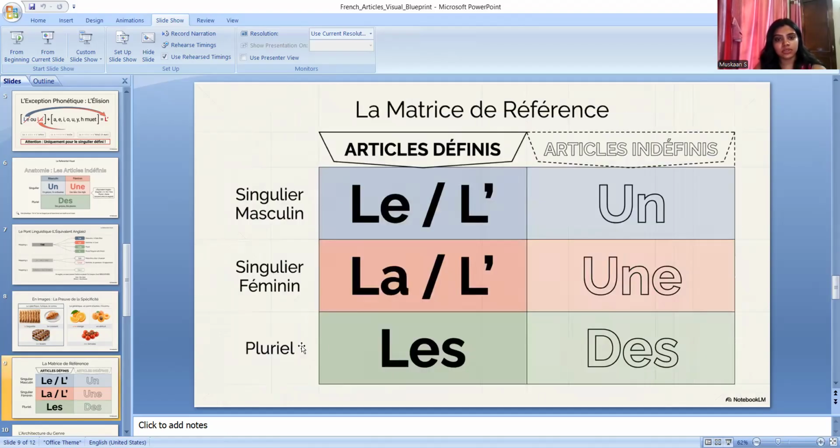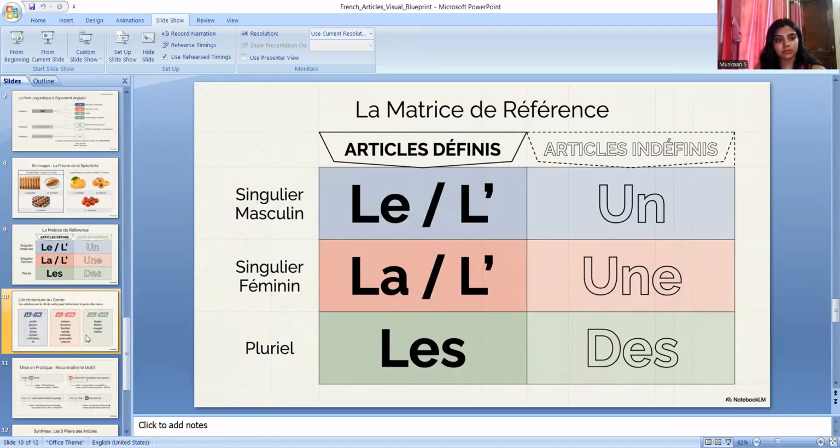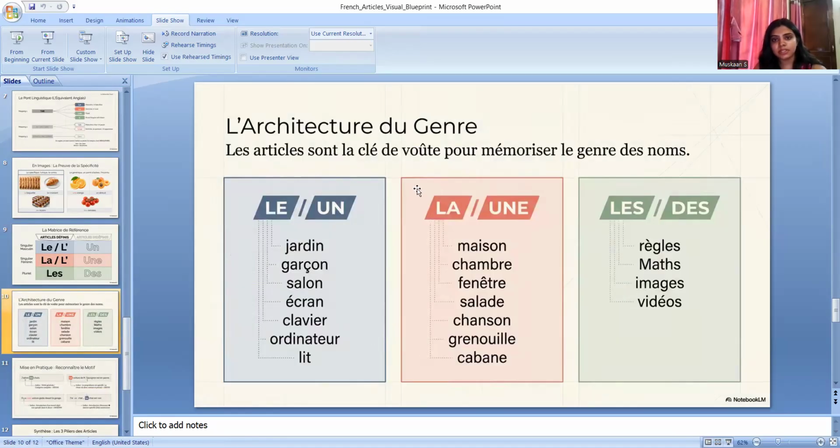And now this is just a revision of l', l', they. We have already done this. And now these are some examples. Les articles sont la clé de voûte pour mémoriser le genre du nom. Now you can use it either with le or un. It just depends on the structure of the sentence. Le, un, la, une, les, des.